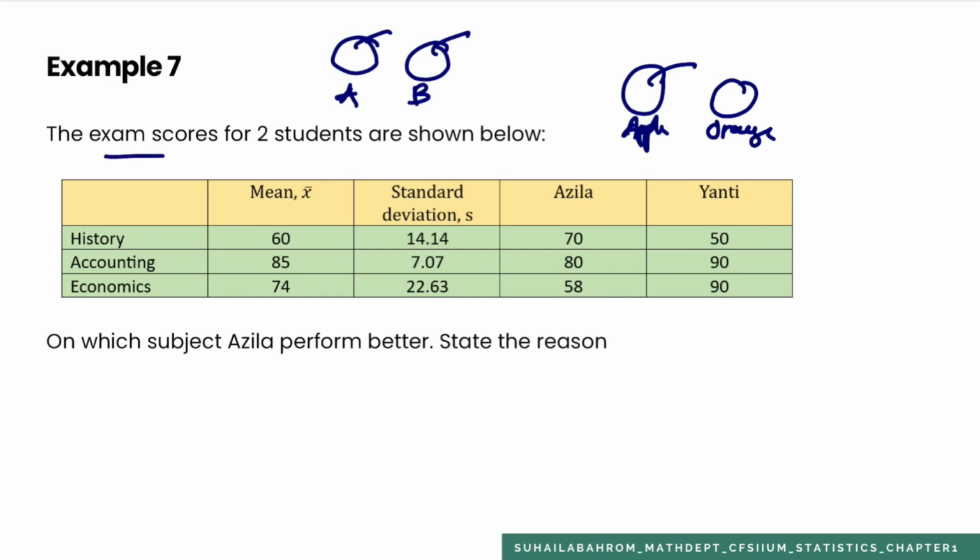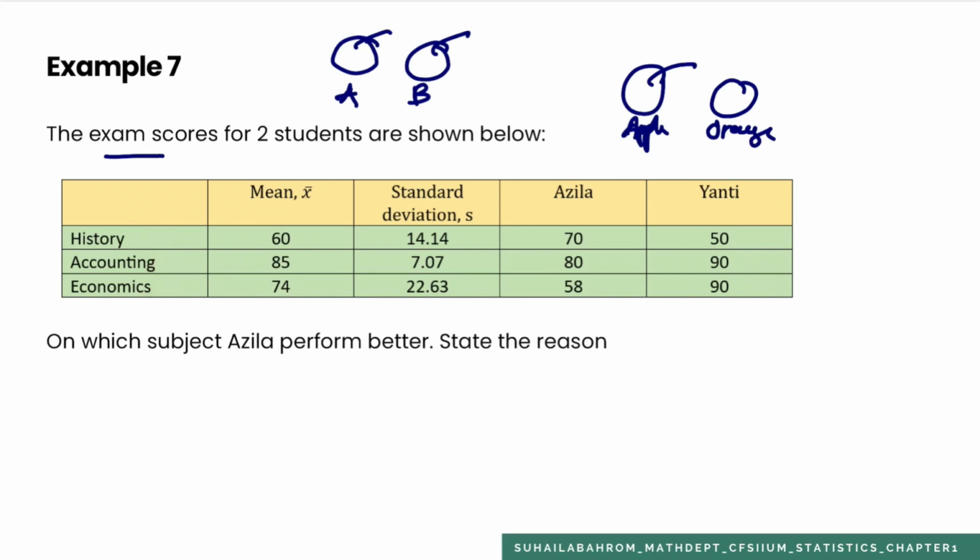For example, we have the exam scores for two students, Azila and Yanti, and we have three subjects here. The question is, in which subject did Azila perform better? And we need to state the reason. Focusing on Azila's marks, we have 70, 80, and 58. If you just look at the marks directly, we can say that she performed better in accounting. But you cannot compare directly because history, accounting, and economics are three different subjects.